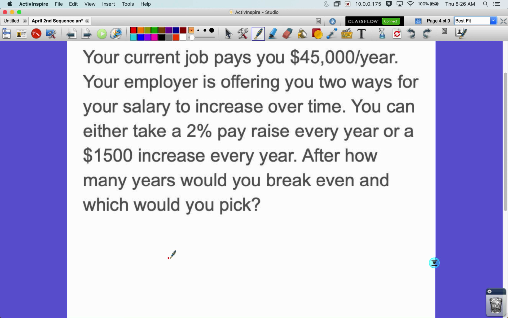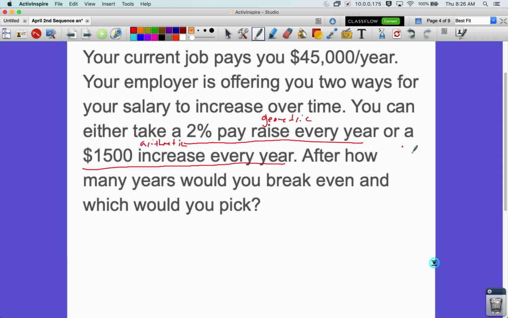So that's why we need our series formulas, and we actually have a geometric series here with the 2% every year. That's going to be geometric. And we have an arithmetic series here with the 1,500 increase every year, because the 2%, that's a common ratio. 1,500, that's a common difference. So this one is arithmetic.